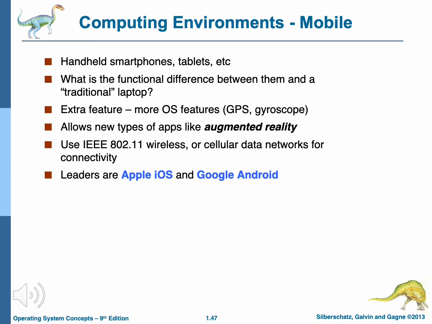To provide access to online services, mobile devices typically use either IEEE standard 802.11 wireless or cellular data networks. The memory capacity and processing speed of mobile devices, however, are more limited than those of PCs.